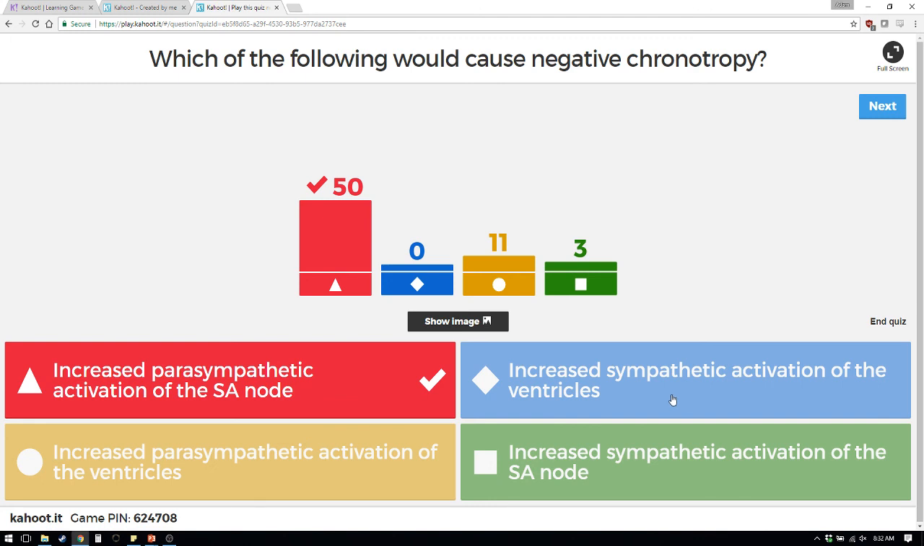Contractility, right? So they would have a stronger squeeze on the heart. That would increase your stroke volume in those cases. So that would not be the case. And then increased sympathetic activation, yep, that would be a positive chronotrope, right?